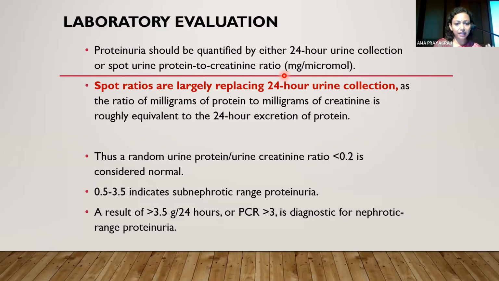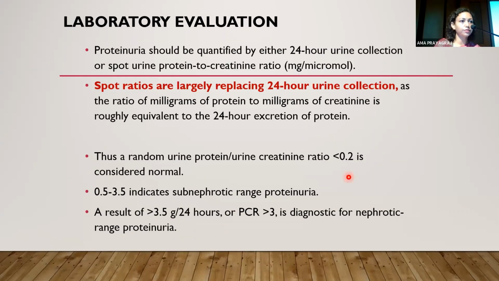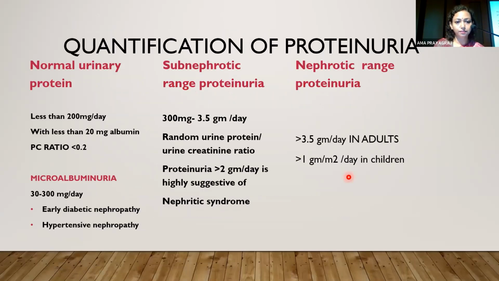And the good thing is that these spot ratios very much correlate with the 24-hour urinary protein. For example, a protein creatinine ratio of 3 is diagnostic of nephrotic range proteinuria, and it corresponds very well to the 24-hour urinary protein that is more than 3.5 grams per 24 hours. And they are easy to obtain also. For example, in a child, 24-hour collection will be very cumbersome. So that is why these spot ratios replace a 24-hour urinary protein collection.